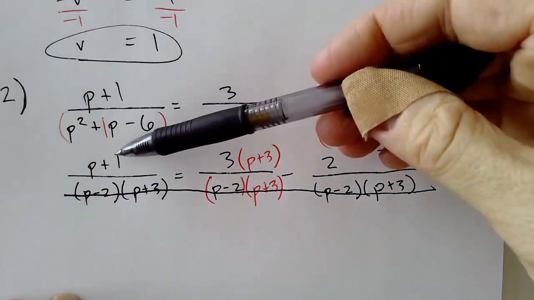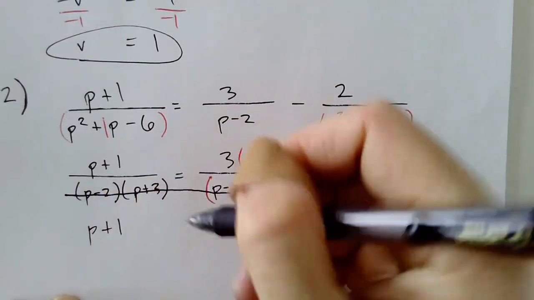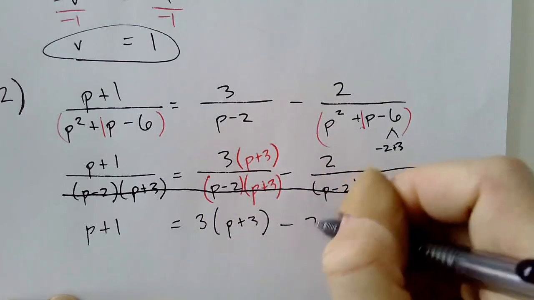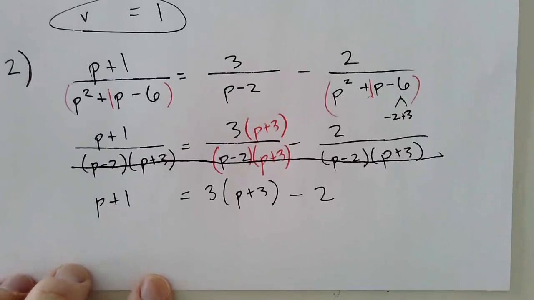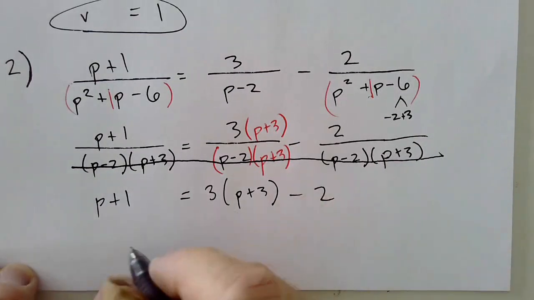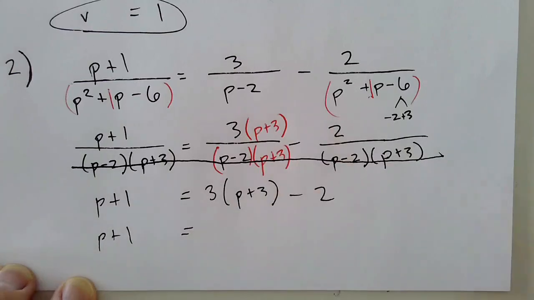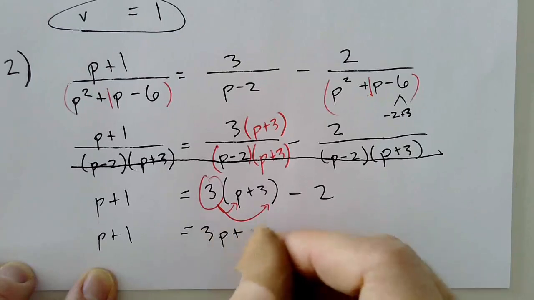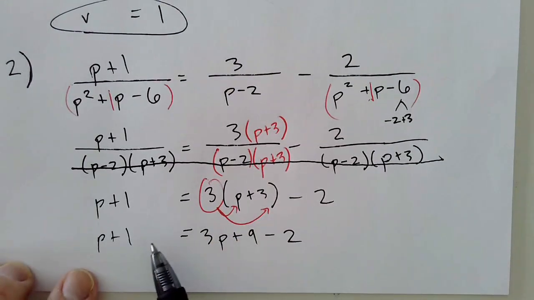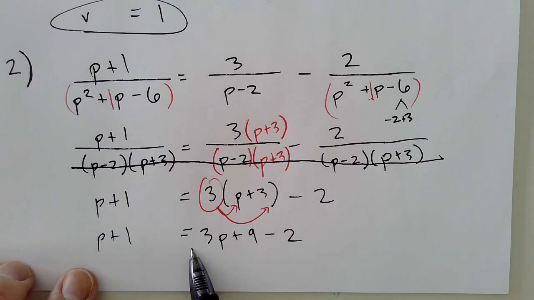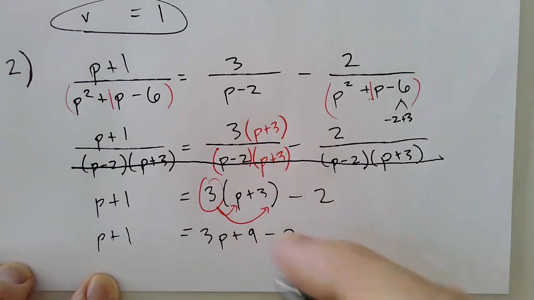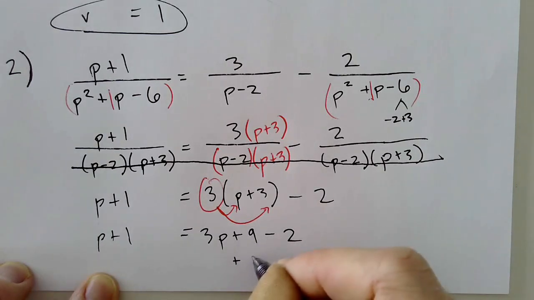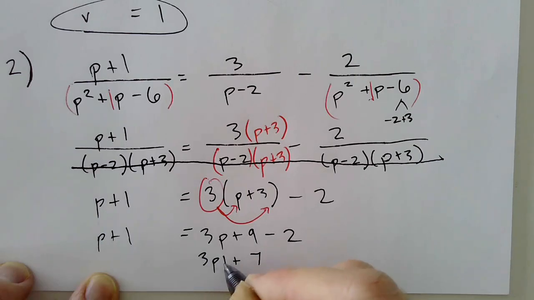And then just look at the numerators. P plus 1 equals 3 times P plus 3 minus 2. And then you got to solve this equation. So P plus 1 equals, and then you got to distribute the 3. That's going to be 3P plus 9 minus 2. 9 minus 2 is 7, so that's 3P plus 7.